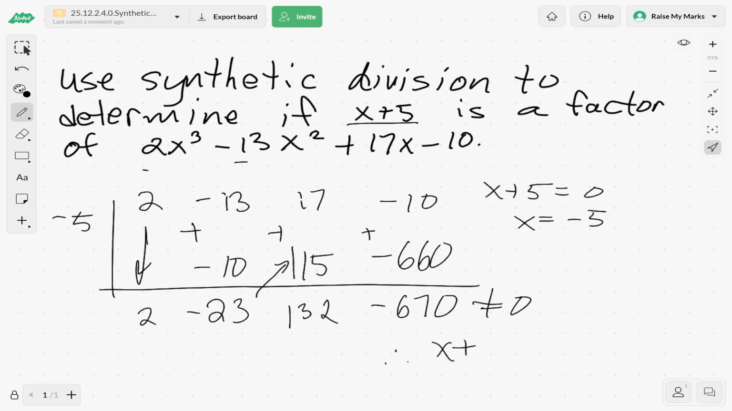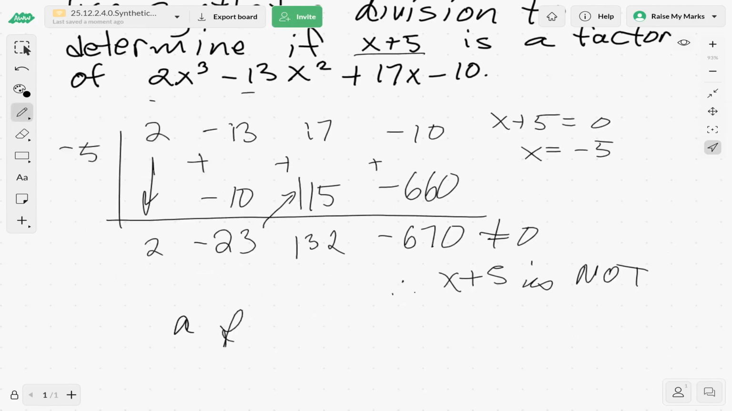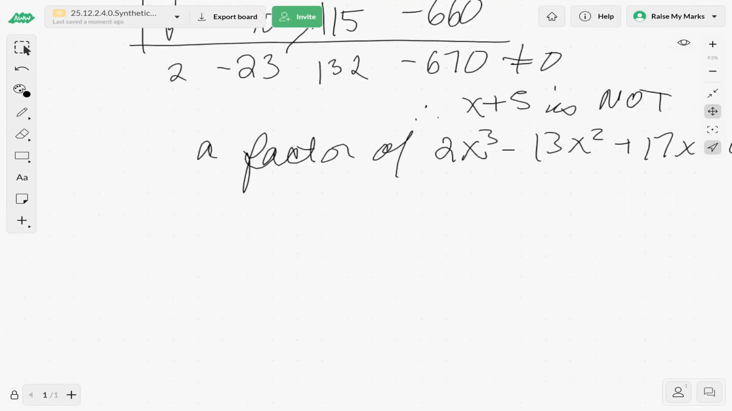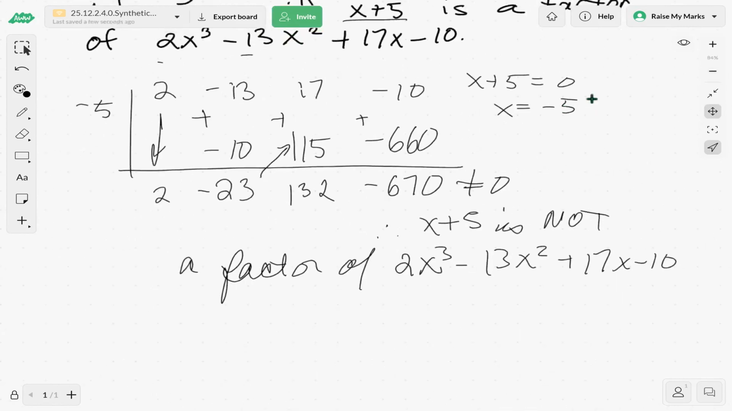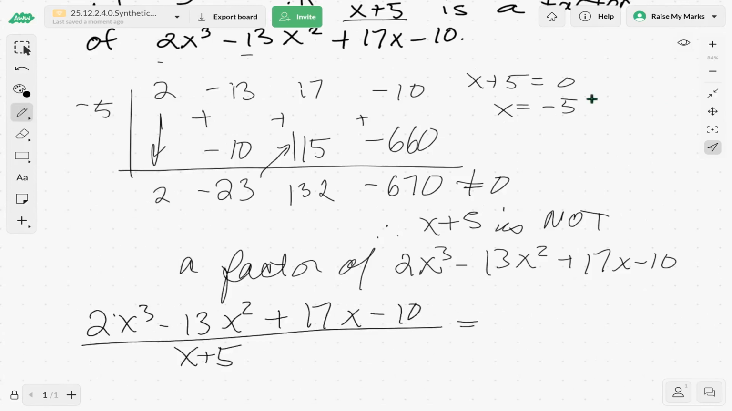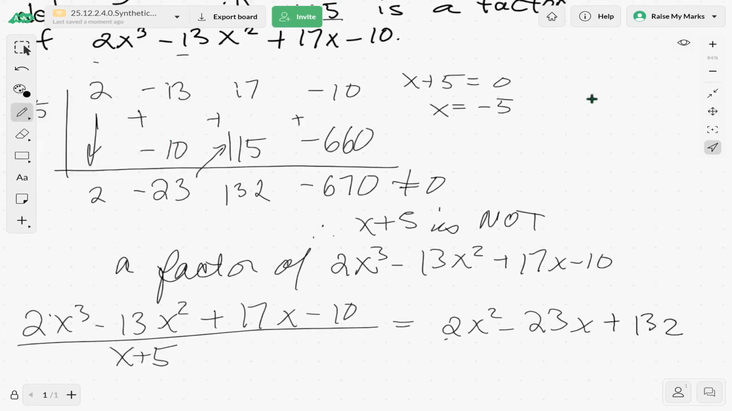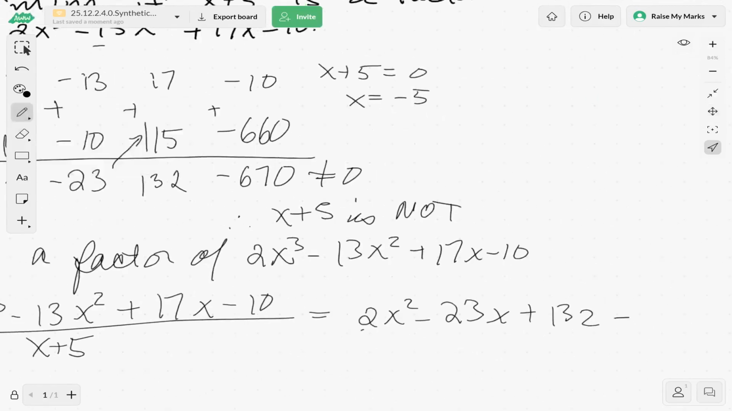Therefore, x plus 5 is not a factor of our polynomial 2x cubed minus 13x squared plus 17x minus 10. What we can say is we want 2x cubed minus 13x squared plus 17x minus 10 divided by x plus 5 equals, okay, what does it equal? It equals 2x squared minus 23x plus 132 plus negative 670 over x plus 5. That's quite messy.